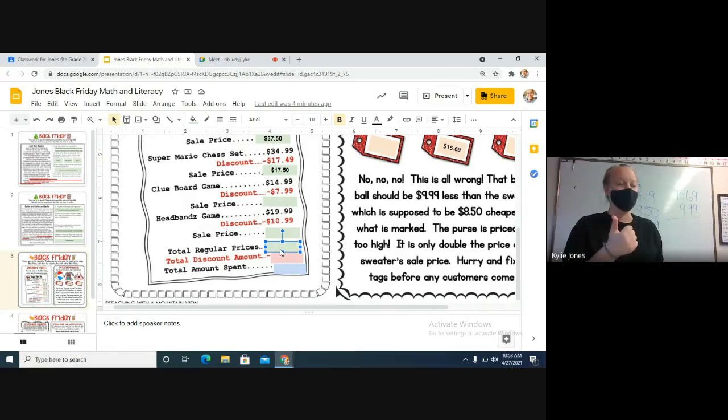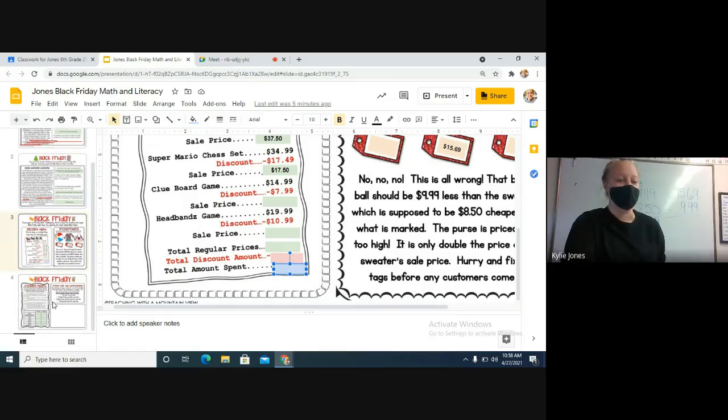You need to find the total amount of all the regular prices, the total amount that you got discounted, and then the total amount that you would have spent at the end. So there's a lot of adding on that. But those things need to be finished, and then you can turn it in. I'm grading this slide 4 math, slides 1 and 2 go in your reading grades. So make sure slides 1, 2, and 3 are fully complete. If you want to try slide number 4, go for it, but I'm not going to grade it.